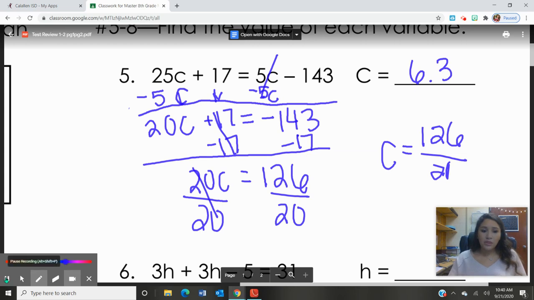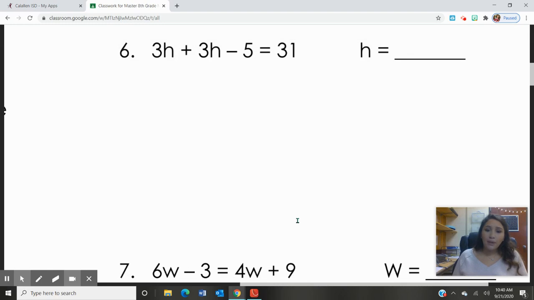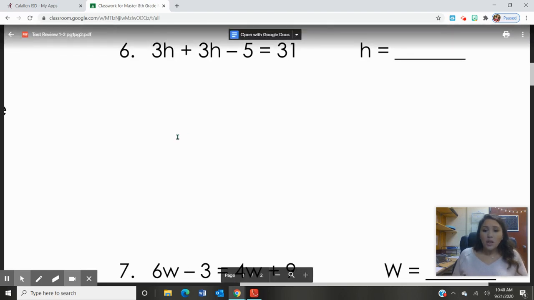Okay, let's take a look at number 6. So for number 6, I have 3h plus 3h minus 5 equals 31. So on our quiz, I saw a lot of people subtracting this. But since it's on the same side of the equal sign, all I'm going to do is combine like terms. So 3h plus 3h is just 6h minus 5 equals 31.